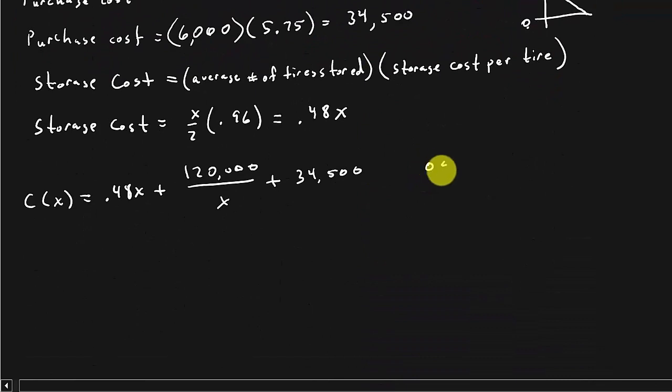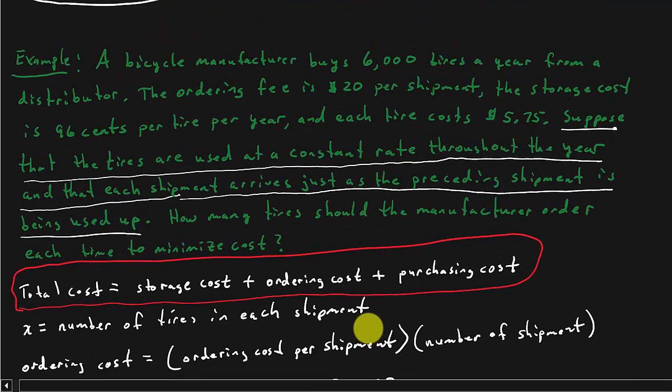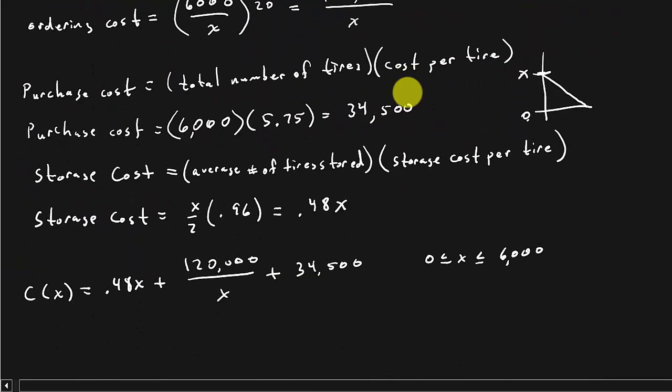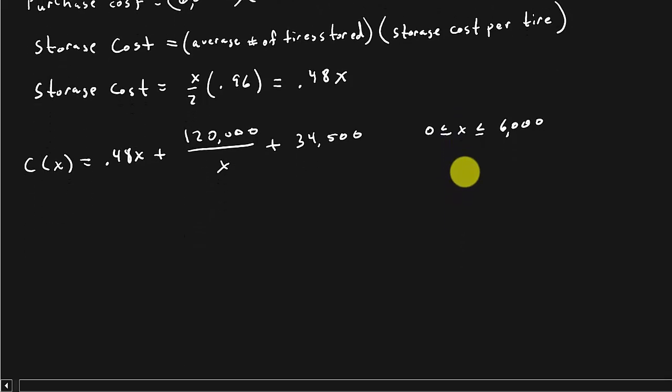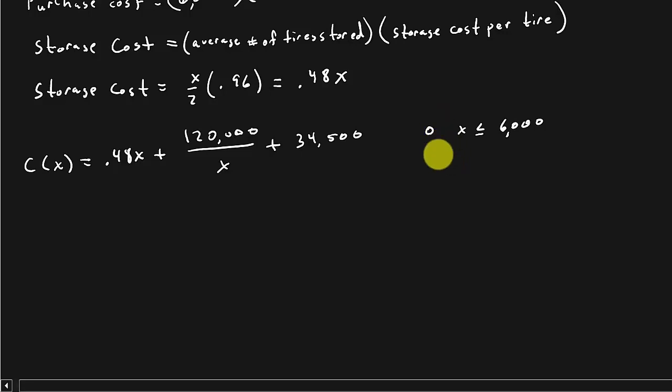And we know we're going to be somewhere between 0 and 6,000. We're either going to have 0 tires or 6,000 tires, because that's what it told us in the problem. A bicycle manufacturer buys 6,000 tires a year. And my bad, I had a little mess up right here. That should be 0 less than X. X can't be 0.